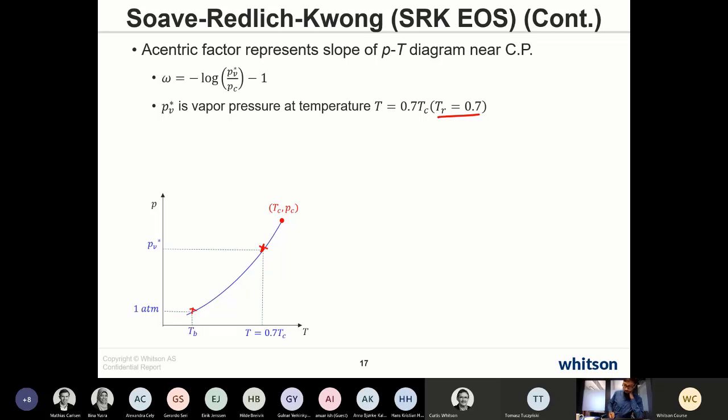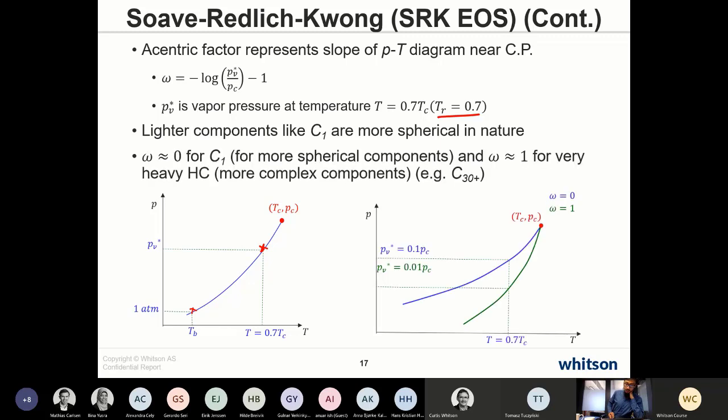And what the eccentric factor actually is: if we take smaller compounds like methane, which are more spherical, you will see that the eccentric factor is close to the zero value. As we go towards more complex and heavier compounds, the eccentric factor tends to go towards a value of 1. And it is telling you what the slope of the vapor pressure line is near the critical point, so how rapidly the vapor pressure declines near the critical point.